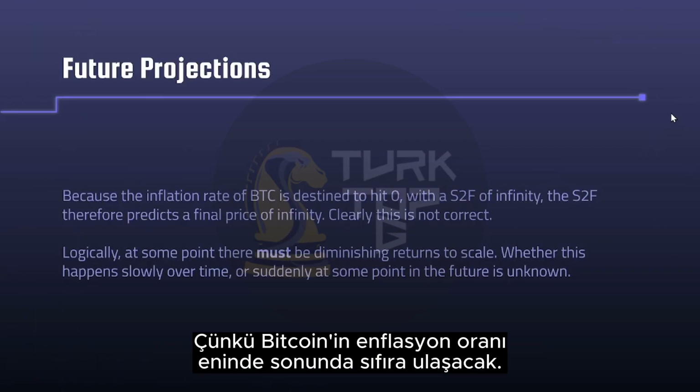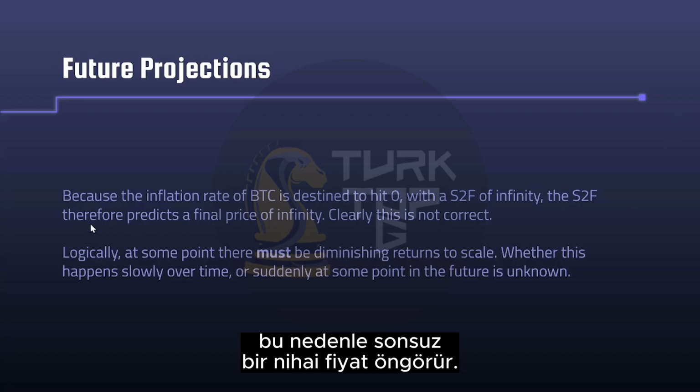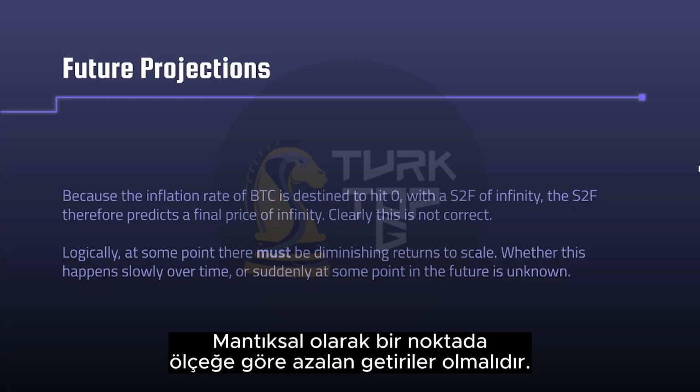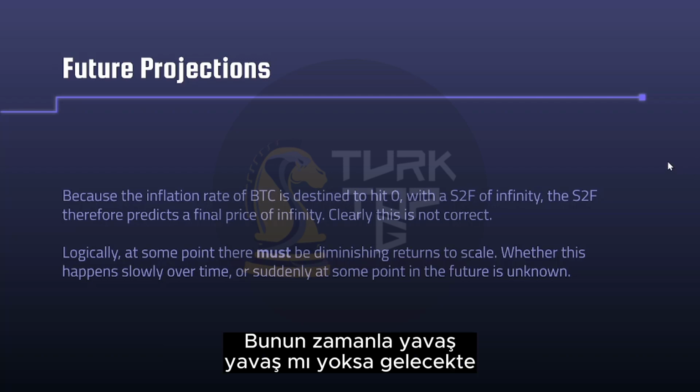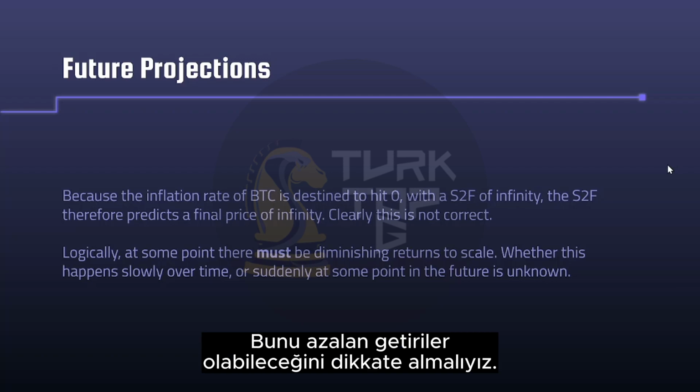Future projections. Because the inflation rate of Bitcoin is destined to hit zero eventually, with a stock to flow ratio of infinity, the stock to flow ratio therefore predicts a final price of infinity. Clearly, this is not correct. Logically, at some point, there must be diminishing returns to scale. Whether this happens slowly over time or suddenly at some point in the future is unknown. We have to take this into consideration, that there may be diminishing returns.